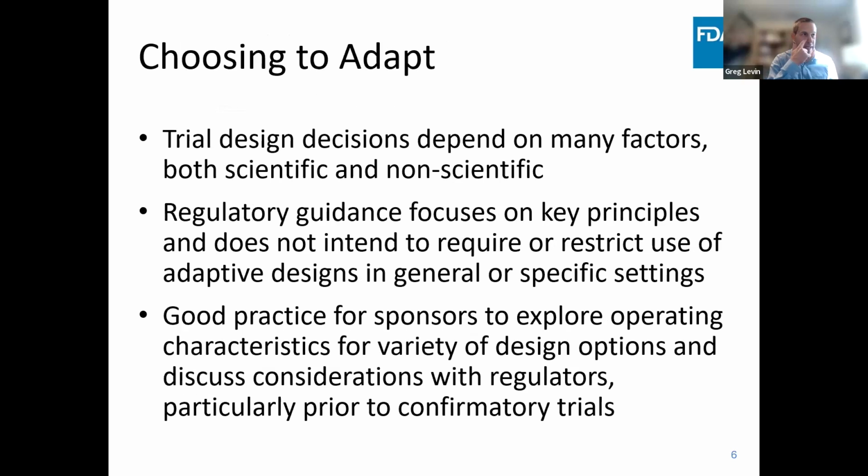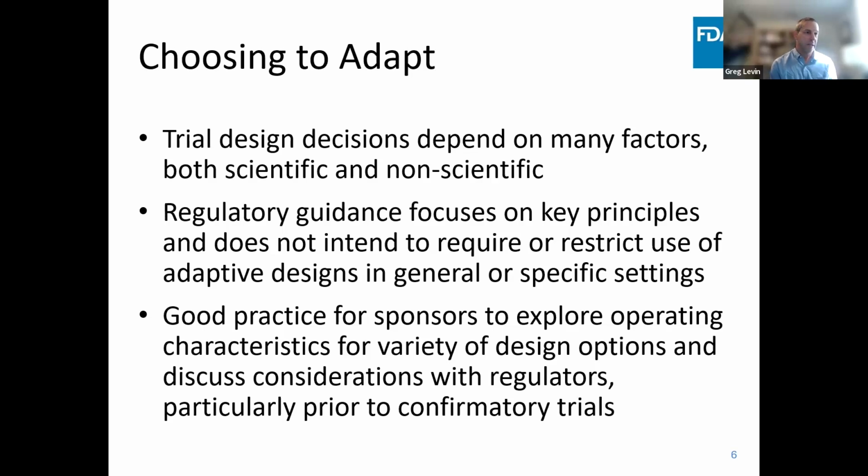Final slide as part of my introduction. I just want to emphasize that in a given development program, in a given trial setting, the ultimate decisions regarding design elements depend on many factors, both scientific and non-scientific. This is a core reason why, at least from an FDA perspective, our guidance really focuses on key principles that should be considered, that should be followed, and does not really intend to require or restrict use of specific designs and specific adaptive designs, which is the topic today, in general settings or in specific settings.